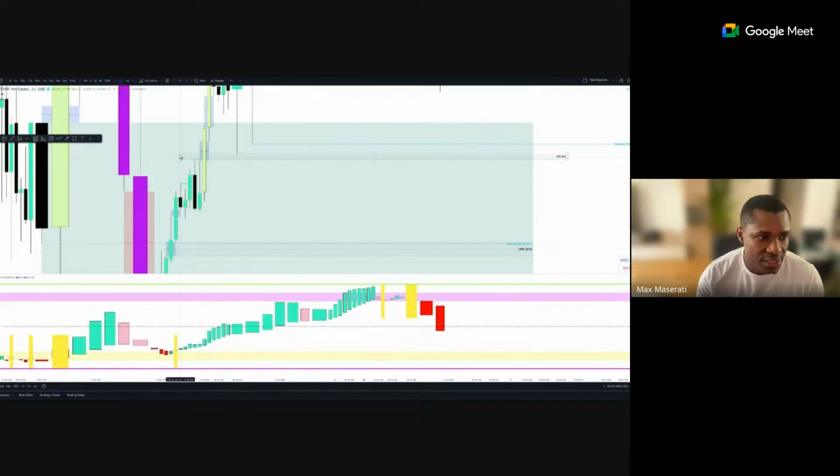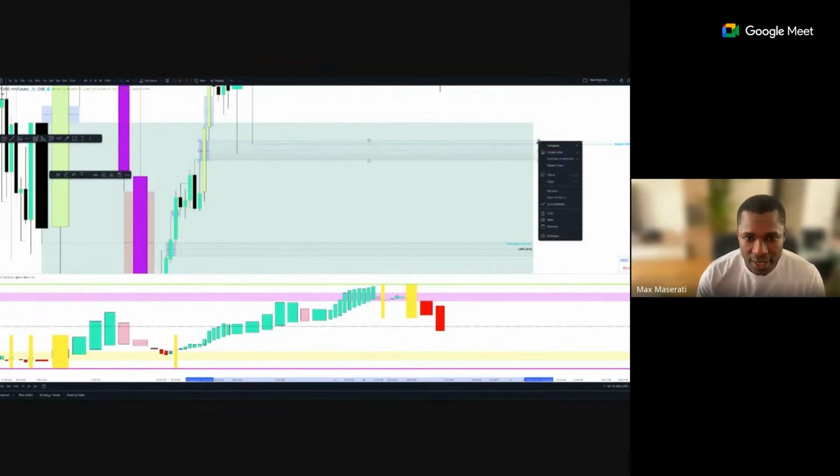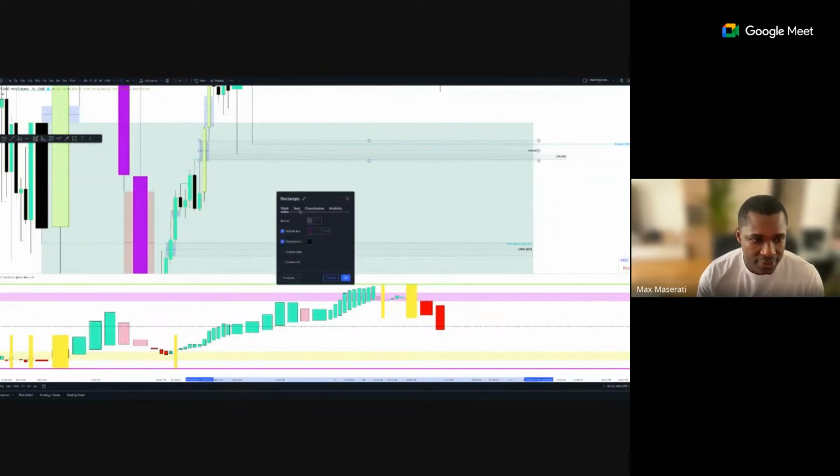So this H4, and at this H4 level here, price came inside of this unfair pricing gap in the 1 hour. Let's mark it out, and then here we go. Mark it out: unfair pricing gap on the 1 hour.